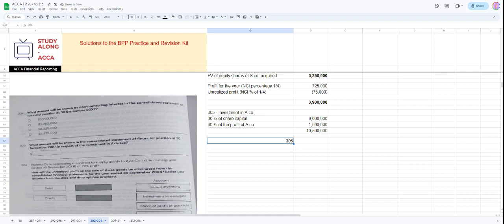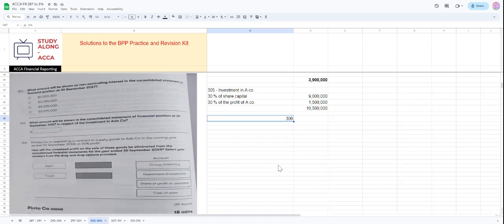P company is negotiating a contract to supply goods to A company in the coming year at 20% profit. So P is negotiating a contract to supply goods to A, which is an associate. So how will the unrealized profit on the sale of these goods be eliminated? So how are we going to eliminate this thing? Eliminate the profit on intergroup sale.